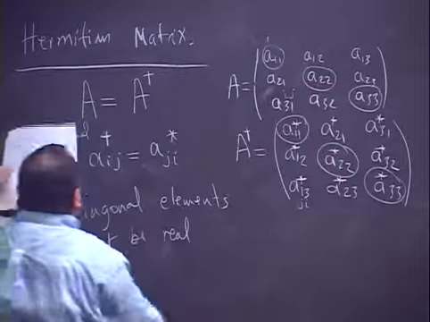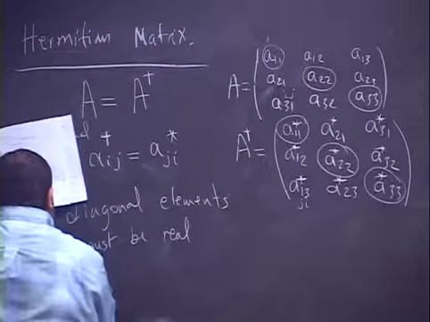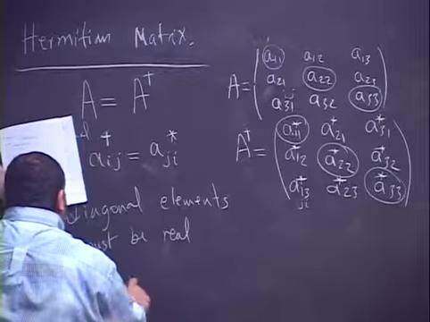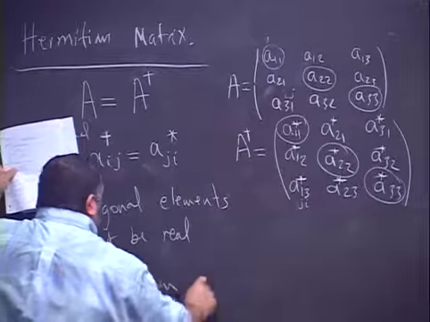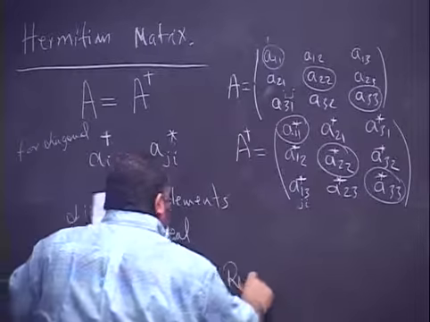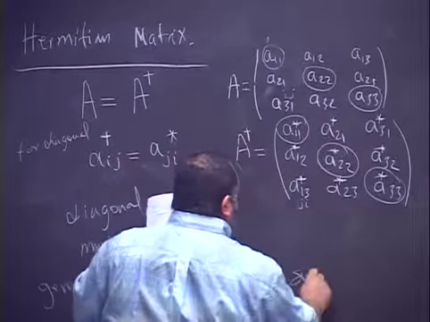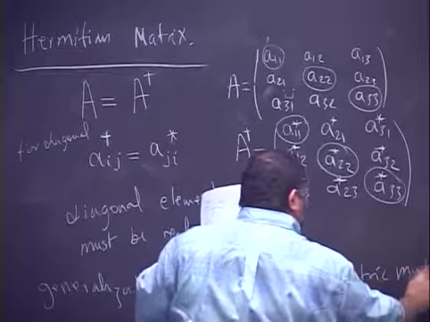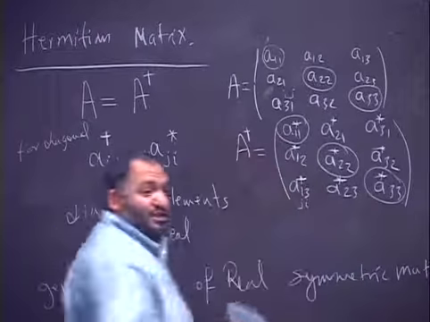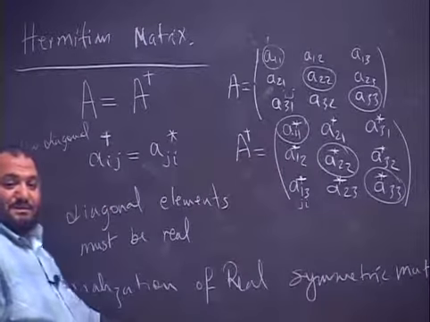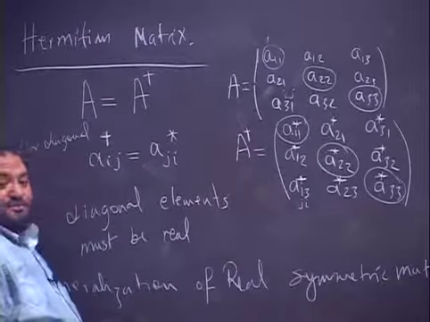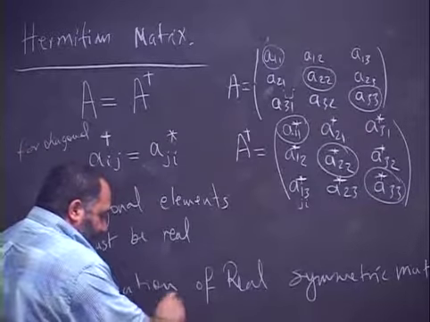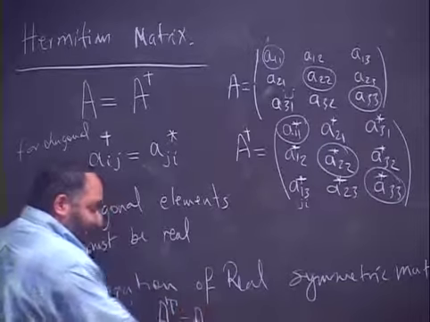And this Hermitian matrix is just a generalization of the real symmetric matrix. Why is it a generalization of the real symmetric matrix? What's the definition of the symmetric matrix? A transpose equal to what? A.